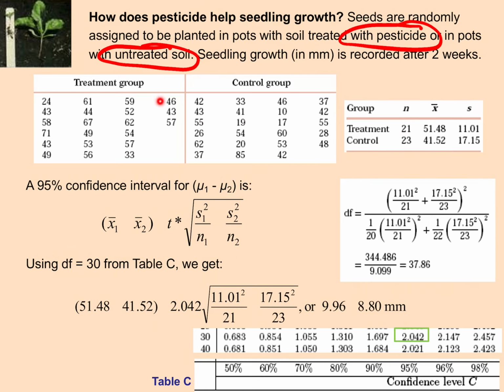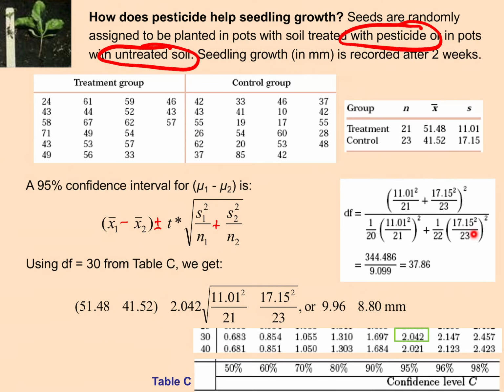Our treatment group is here on the left. You see we have sample size 21. We have 21 measurements here of plant growth in millimeters over that 2-week period. For the control group, we had 23. Here are those 23 individual measurements of growth for each plant. All right, so confidence interval. A 95% confidence interval is going to be the difference between our sample means plus or minus our test statistic times the standard error of the mean.